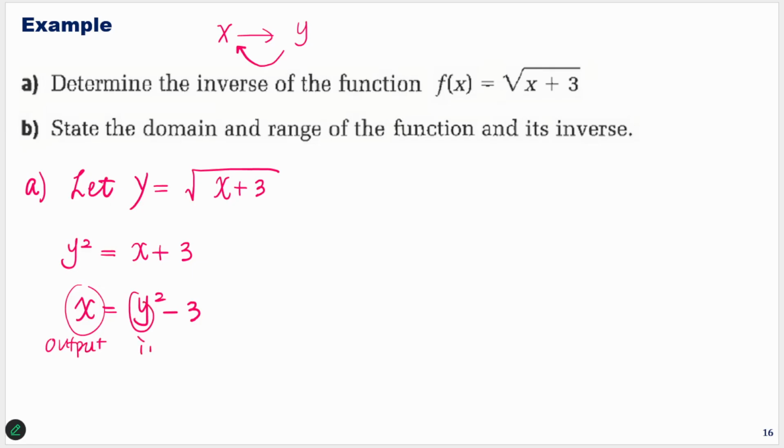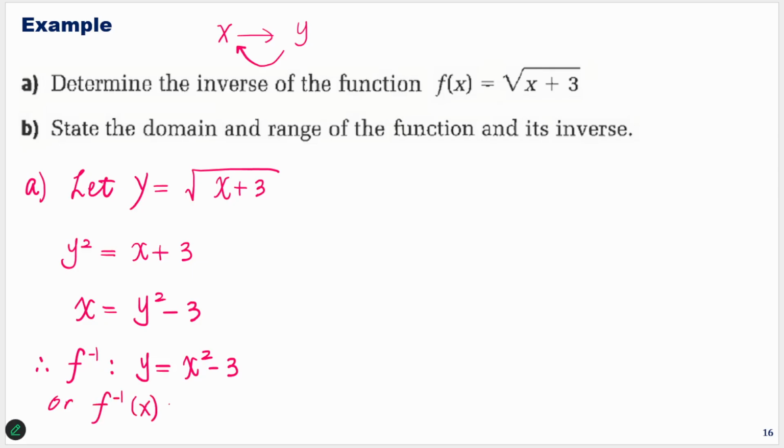This is our input, right? So in the last step, usually we'll interchange the position of x and y. According to convention, you could conclude, therefore, the inverse of the inverse function is actually y equals x squared minus 3. We interchange the position of x and y because usually we'll use x to denote the input, y denote the output. Or you could also say f inverse of x equals x squared minus 3.